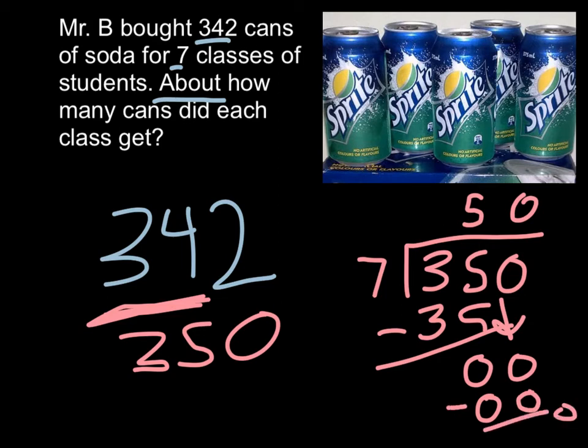No remainder. So we see that 342, if we actually divide that out, comes to 40 something and a remainder. But if we want to ballpark it, estimate it, about 50 cans per class because 342 is close to 350. So that's one instance where I just look at the front 2 numbers, figure out which of my basic facts will get me closest to those front 2 numbers, and then I move on from there.